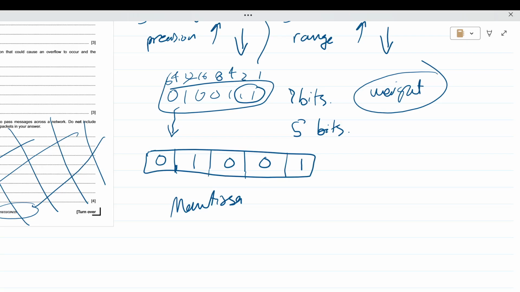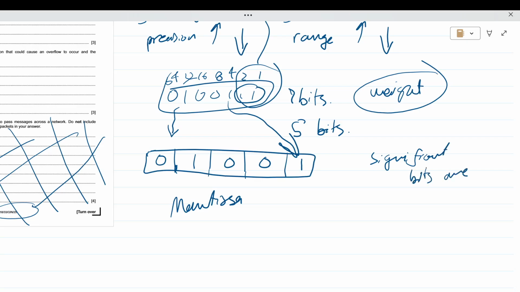Now, before we even try to find the final sum, we know that these two bits are lost. We were only able to write 0, 1, 0, 0, and another 1. What about the last two? So the bits which have weight are called significant bits.